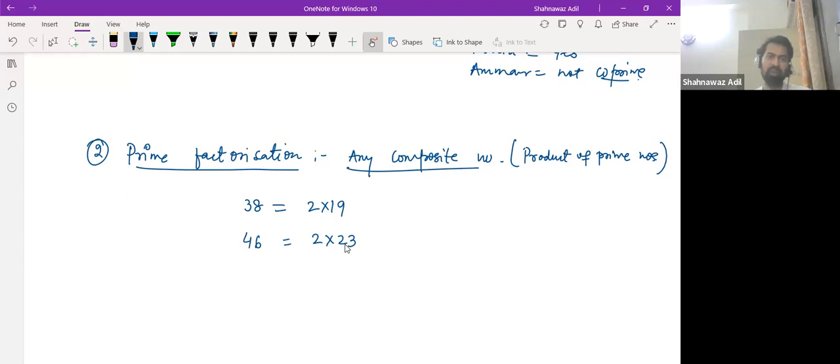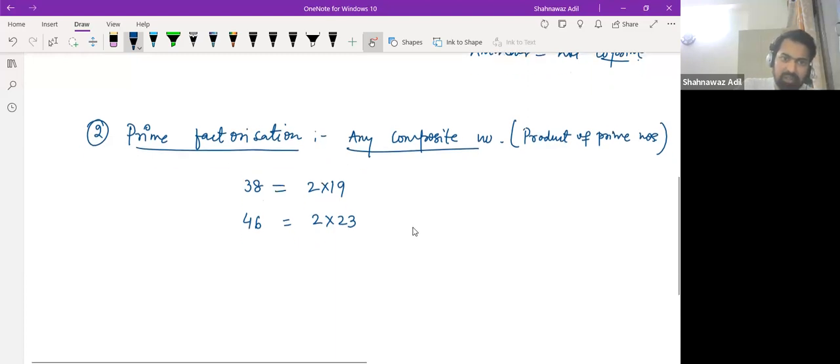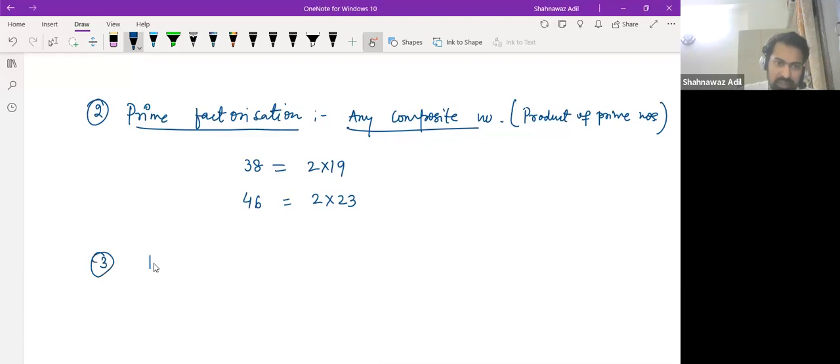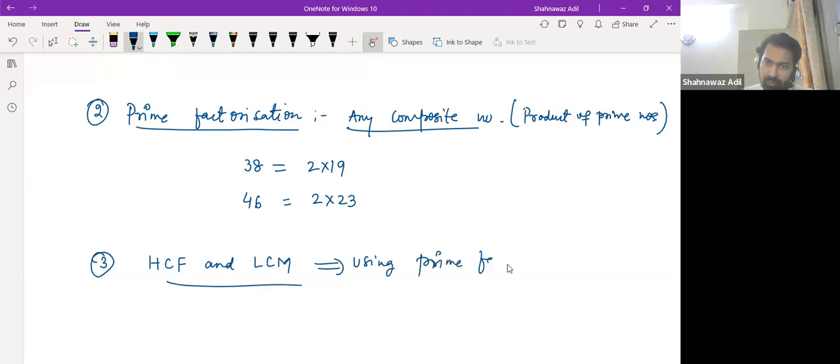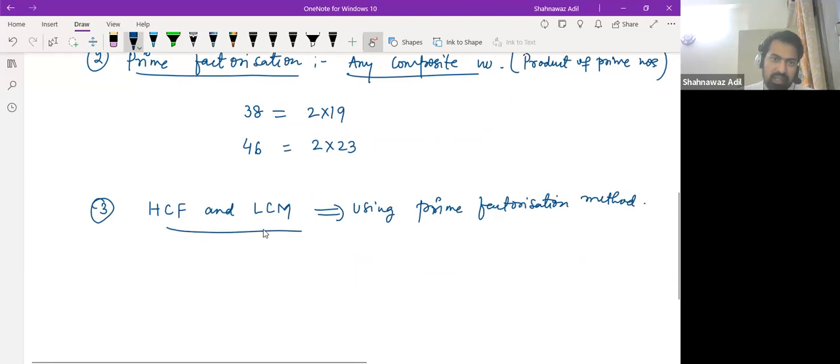So what is the use of this prime factorization? The use of this prime factorization was that we can calculate the highest common factor and lowest common multiple, right? Using the prime factorization method. Right. So the HCF was what? Let's say I have 64, and then I have this 36. So these two numbers, and I want to calculate the HCF and LCM of these two numbers, right?